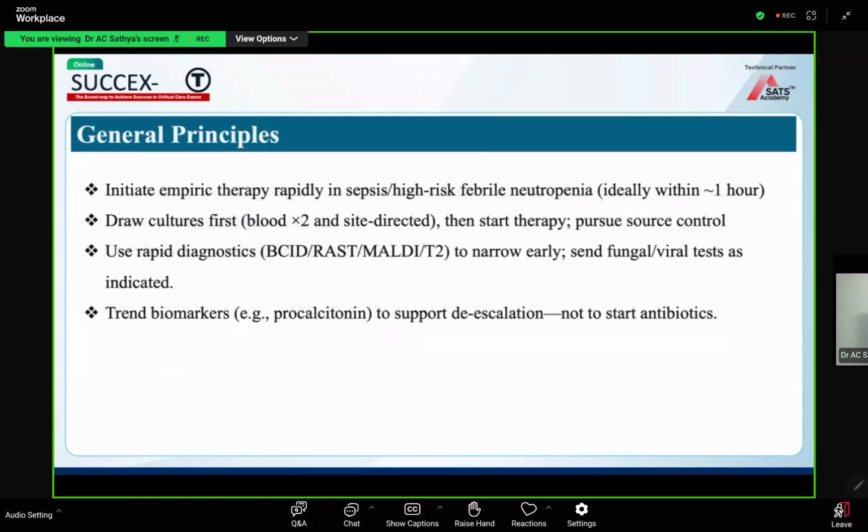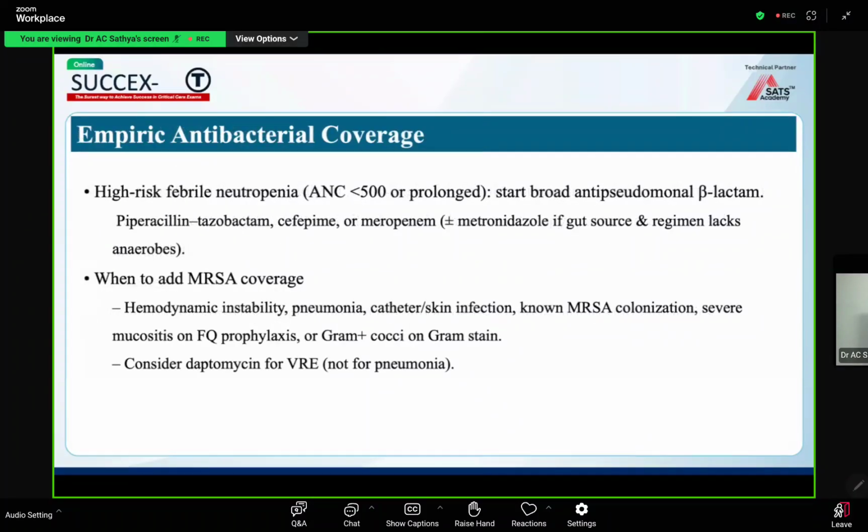So general principles: initiate empiric antibiotics rapidly. First, draw cultures, use rapid diagnostics and biomarkers whenever the condition demands. So when there's a high-risk febrile neutropenia patient, start broad-spectrum antibiotics, including anti-pseudomonal coverage as well. And add MRSA coverage whenever the patient has hemodynamic instability, pneumonia, catheter or skin infection, known MRSA colonization, severe mucositis, and/or gram-positive cocci on gram stain.